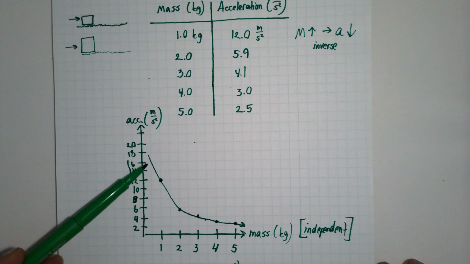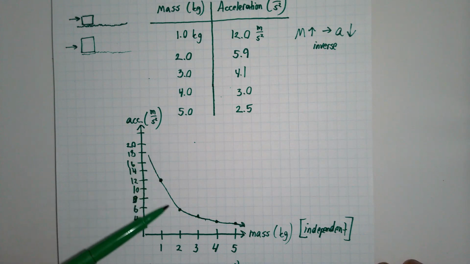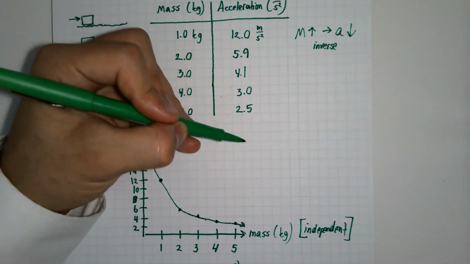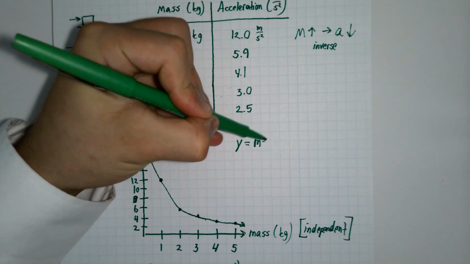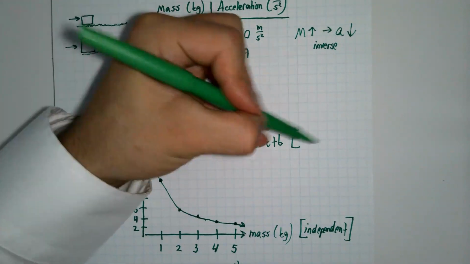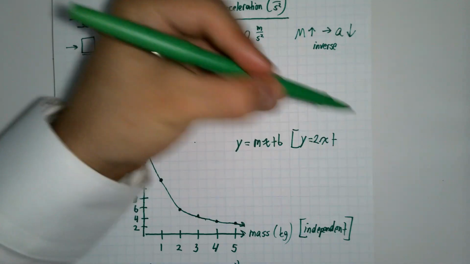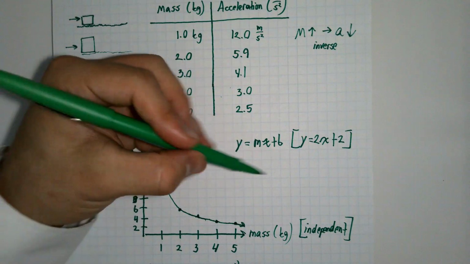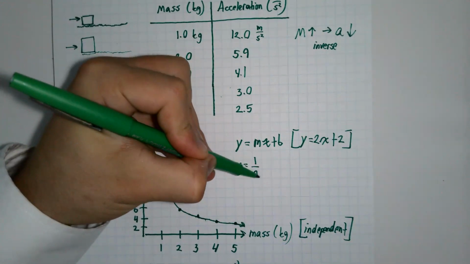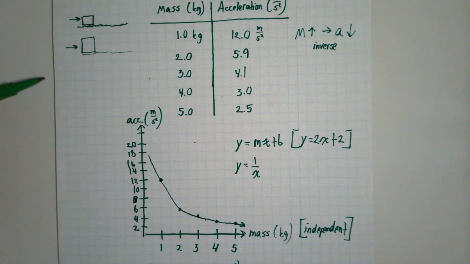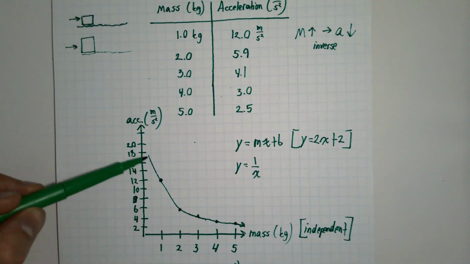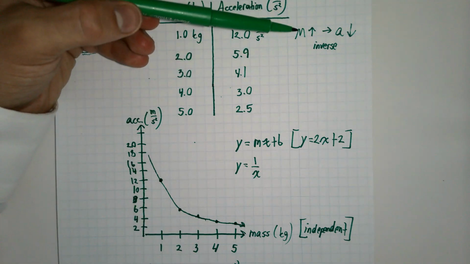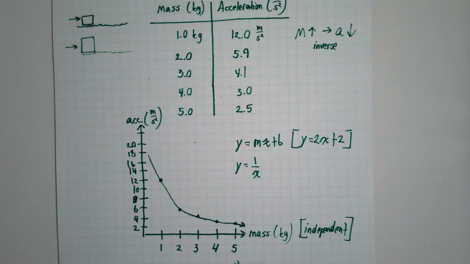It's not quite a straight line though, right? There's a little bit of a curve here. So it's something like what we see in math. It doesn't look like y equals mx plus b. What's an example of that? It would be something like y equals 2x plus 2, right? That would be a straight line. This is not a straight line though. Instead, this is more like the graph of y equals 1 over x, which has this sort of inverse curve. By inverse, we just mean one goes up, the other variable goes down.